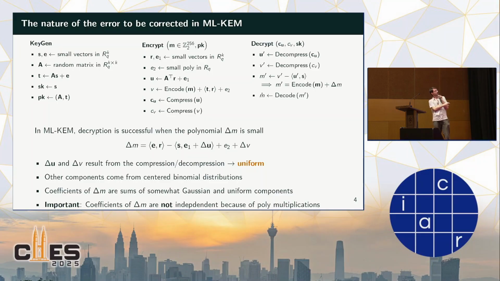And one thing that is important, a consequence of how the delta m is defined, is that the coefficients of delta m are not independent. Because these vectors of polynomials that you combine with a dot product, you have to consider that there are polynomial multiplications inside it that will make correlation appear between coefficients of the delta m polynomial. So that's why we cannot assume independence of them.